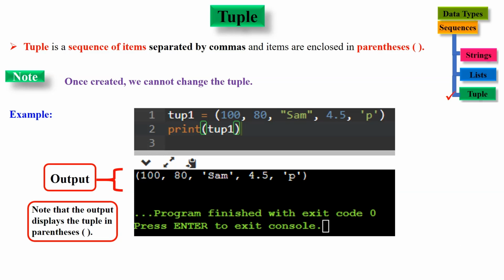The provided Python code demonstrates the creation and printing of a tuple. In this example, a variable named tup1 is created and assigned a tuple containing multiple values. The tuple consists of integers, 180, strings, sam, p, and a floating point number, 4.5. The print function is used to display the value of the variable tup1 on the console. In this case, it will print the entire tuple, 180, sam, 4.5, p, as output.